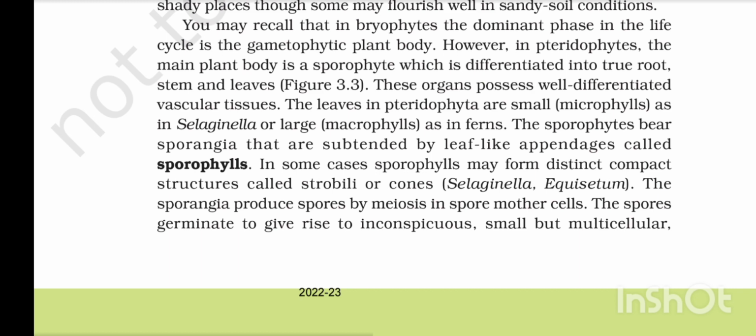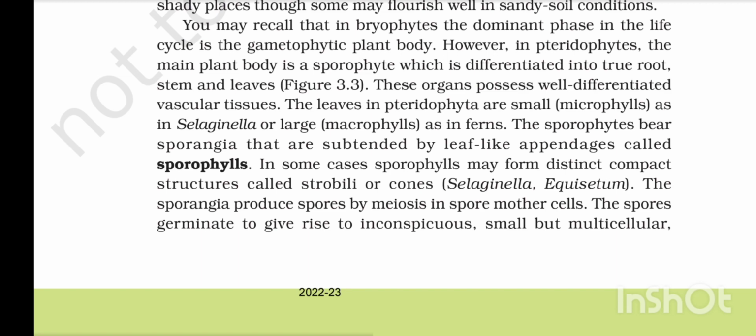The leaves in pteridophytes are small as in Selaginella or large as in ferns. The sporophytes bear sporangia that are subtended by leaf-like appendages called sporophylls. In some cases, sporophylls may form distinct compact structures called strobili or cones, as in Selaginella and Equisetum. The sporangia produce spores by meiosis in spore mother cells.